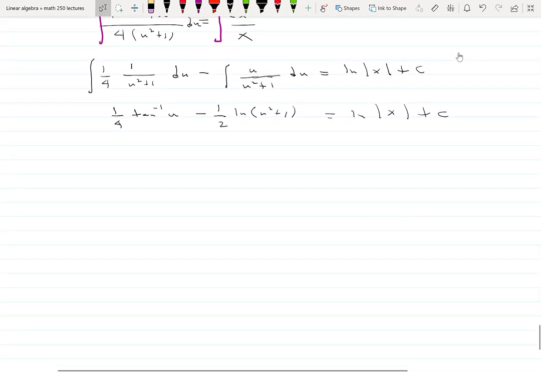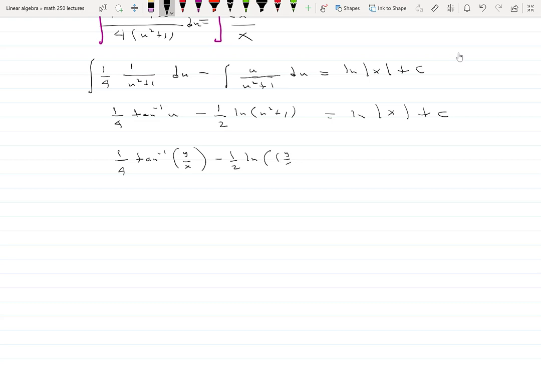Finally, substitute y over x back in. Can't leave the solution like this. We can't leave the solution in terms of a variable we never had to begin with. So u is y over x, minus 1/2 natural log of (y over x) squared plus 1 equals the natural log of the absolute value of x plus a constant.